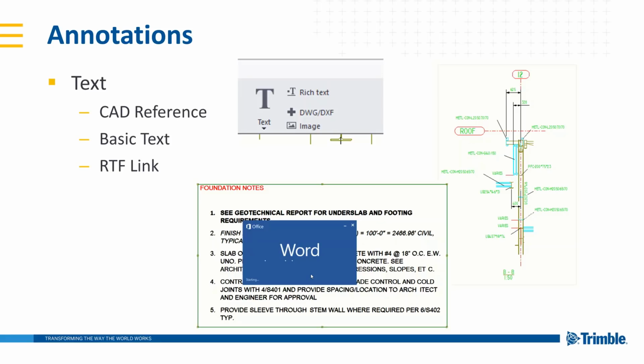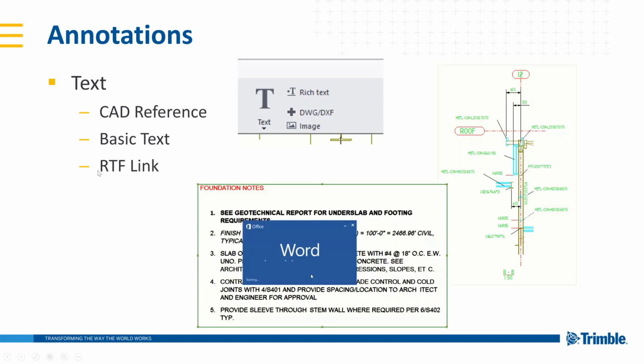So if you have a CAD file already created and ready to go, you can just insert that into your Tekla Structures drawing using the Add DWG or DXF button on the ribbon. One step away from that would be basic Tekla Structures text, which I will show you on the next slide in the video. And then the last is an RTF link.